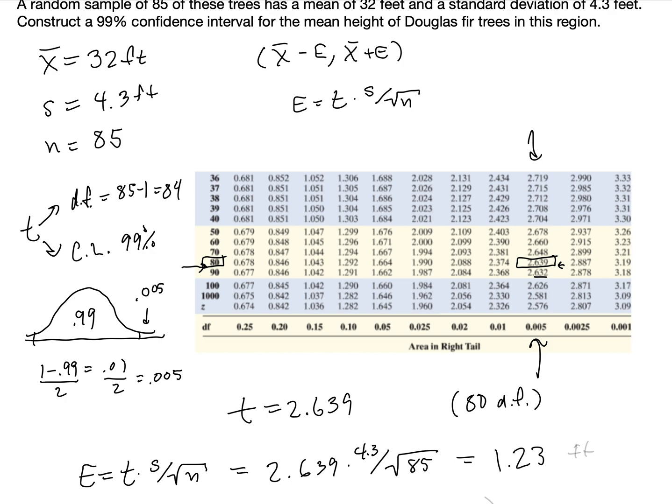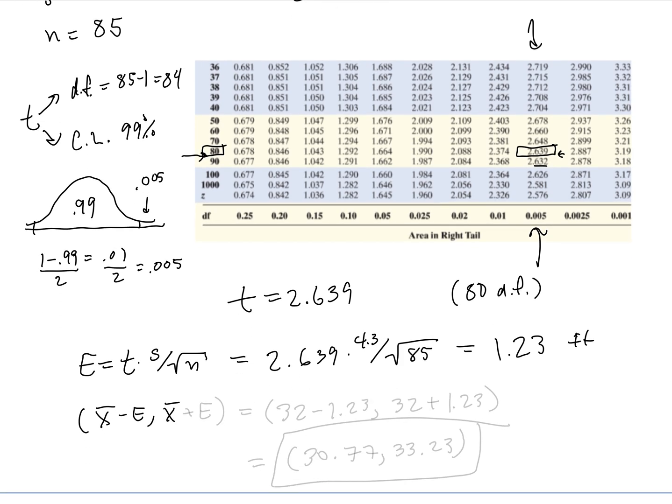So 1.23, this is also in feet, is our margin of error. And so that means that our confidence interval is the sample mean minus the margin of error to the sample mean plus the margin of error. So our sample mean was 32 feet minus 1.23 feet to 32 feet plus 1.23 feet. And so our confidence interval then is 30.77 up to 33.23. And that is our confidence interval for the population mean.